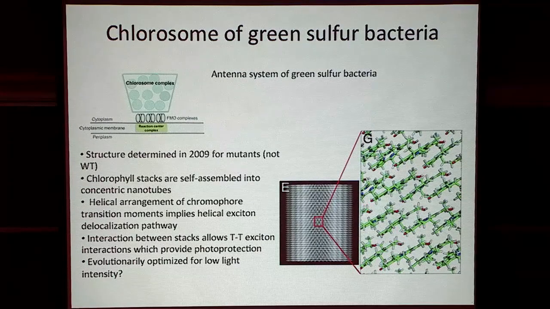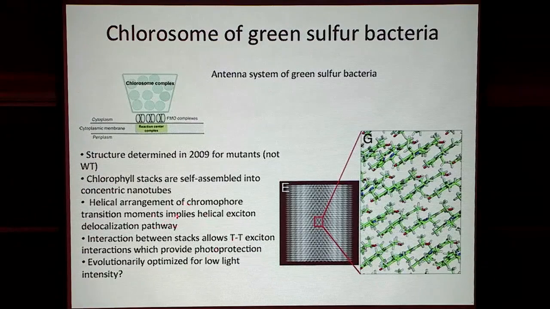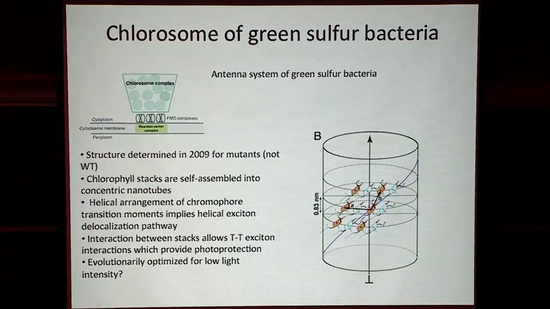These stacks self-assemble into concentric tubes, like nanotubes. So you have a helical arrangement of the transition moments of the molecules. These are details you probably don't want to think about, but basically they have this interesting helical structure. But the real thing I wanted to show you with this slide is that this complex has no protein. It's all just chlorophylls. So that would also make it a nice system to study. But in any one of these complexes there are about 250,000 chlorophyll molecules, and they're very fragile, very hard to study experimentally.